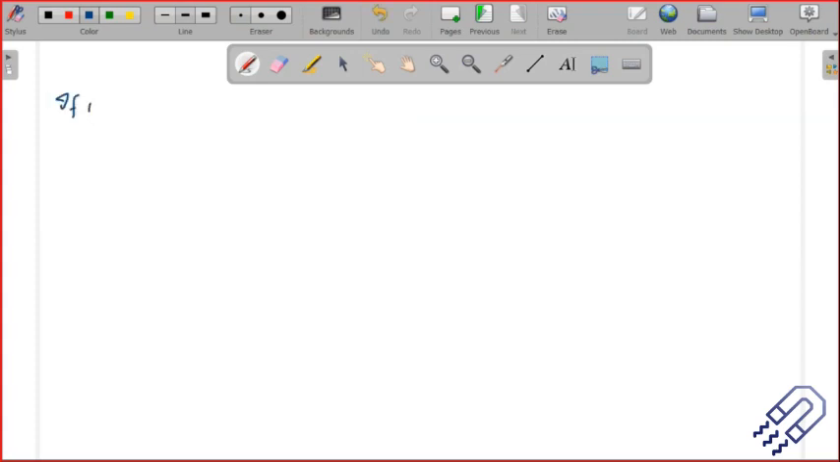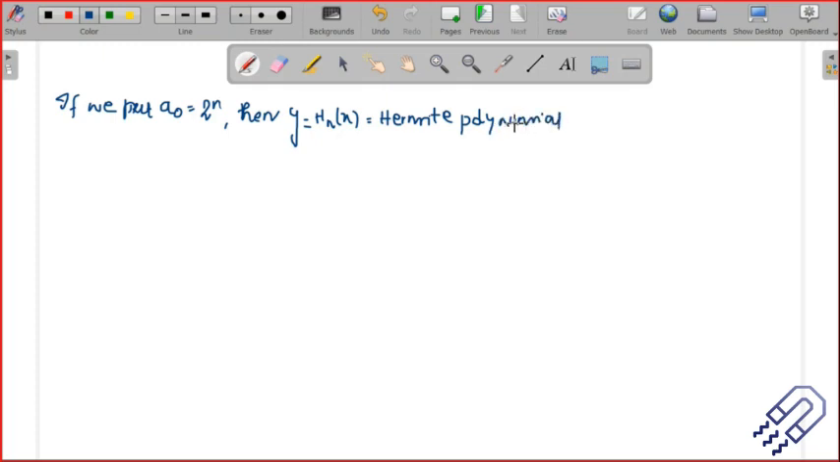If we put a naught equal to 2 to the power n, then y is equal to H n of x, the Hermite polynomial. Okay, so this will be your Hermite polynomial.